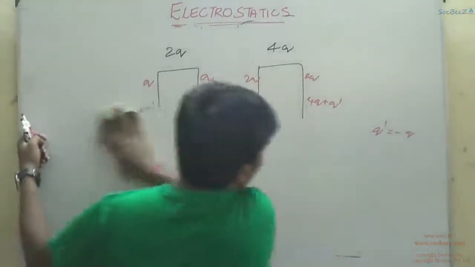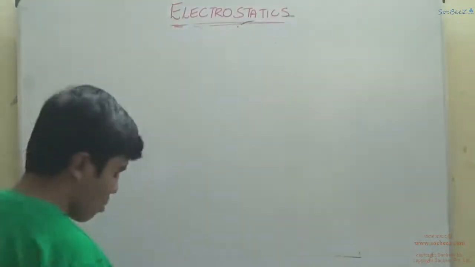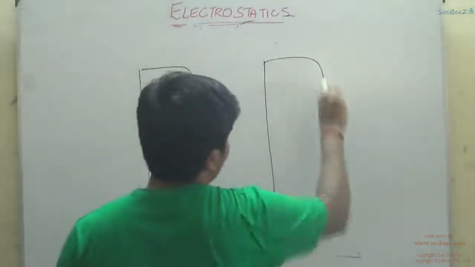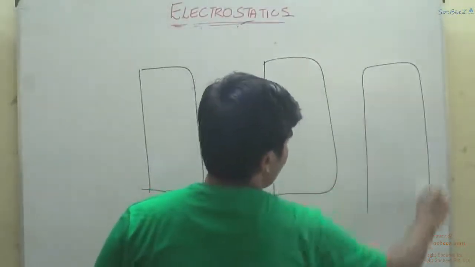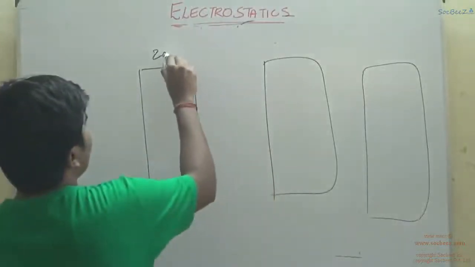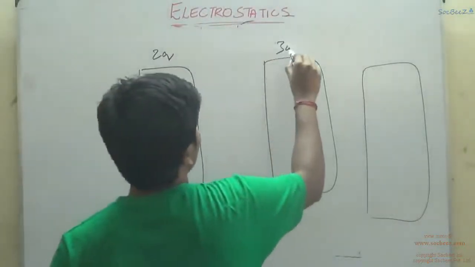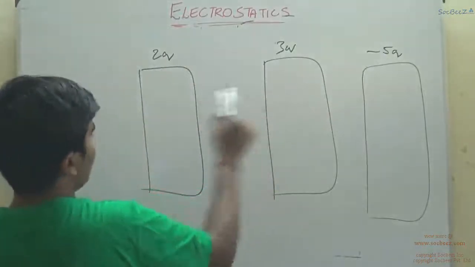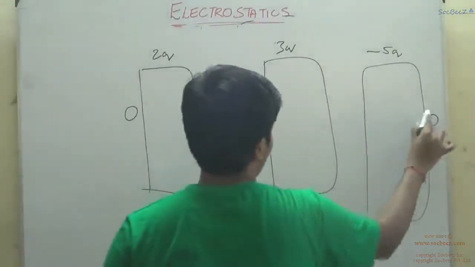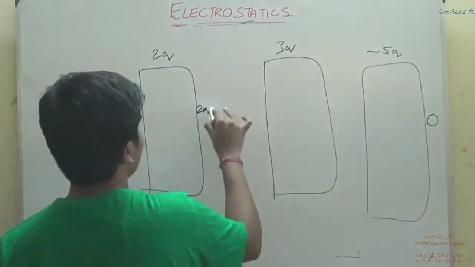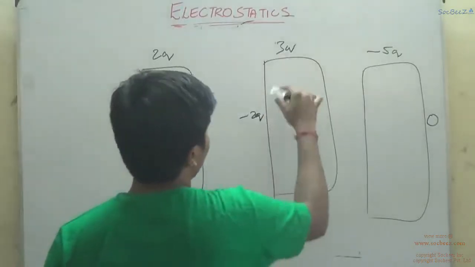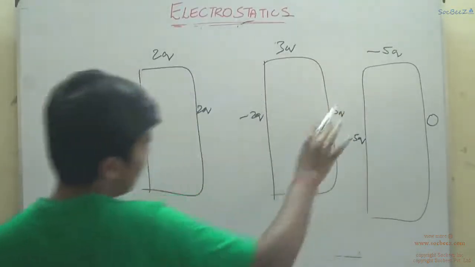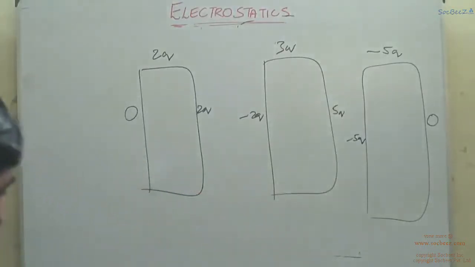Now in a similar way, apply the same concept here. We have 2q, 3q, minus 5q. So what is the net sum? The net sum is 0. So 0 by 2 is 0. We have 0, 0 here, 2q here, so minus 2q here, minus 2q here, so 5q here, and minus 5q here. So everything is satisfied. Okay, so this is a simple way to solve this.